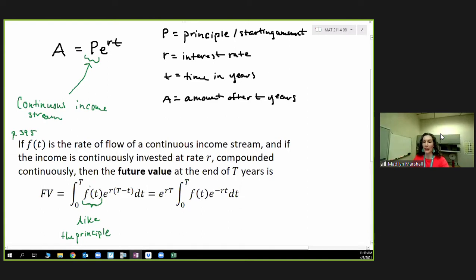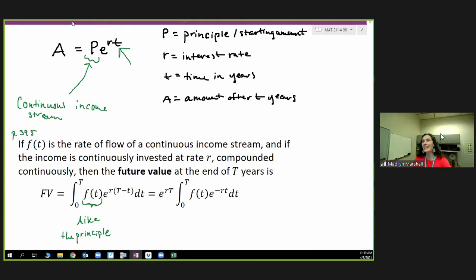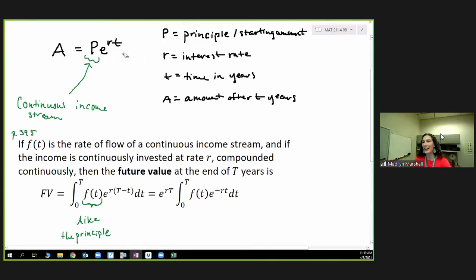But that would be like the P and the P e to the rt. We still have the little r in there. The t though is different. So in our normal equation, the t is fixed. We put in an amount of money and leave it for t years. Here, the amount of time that the money is in the account depends on when we put it in.